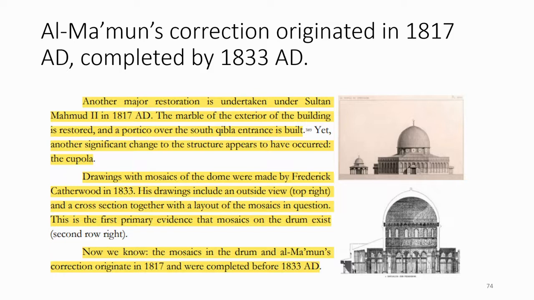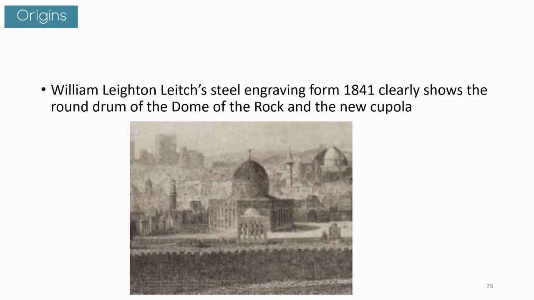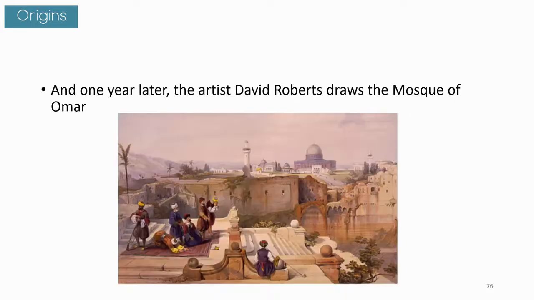This is the first primary evidence that mosaics on the drum exist. Okay, now we know the mosaics in the drum and Al-Mamun's correction originate in 1817 and were completed before 1833. William Leighton Lake's steel engraving from 1841 clearly shows the round drum of the Dome of the Rock and the new cupola. One year later, the artist David Roberts draws the Mosque of Umar.